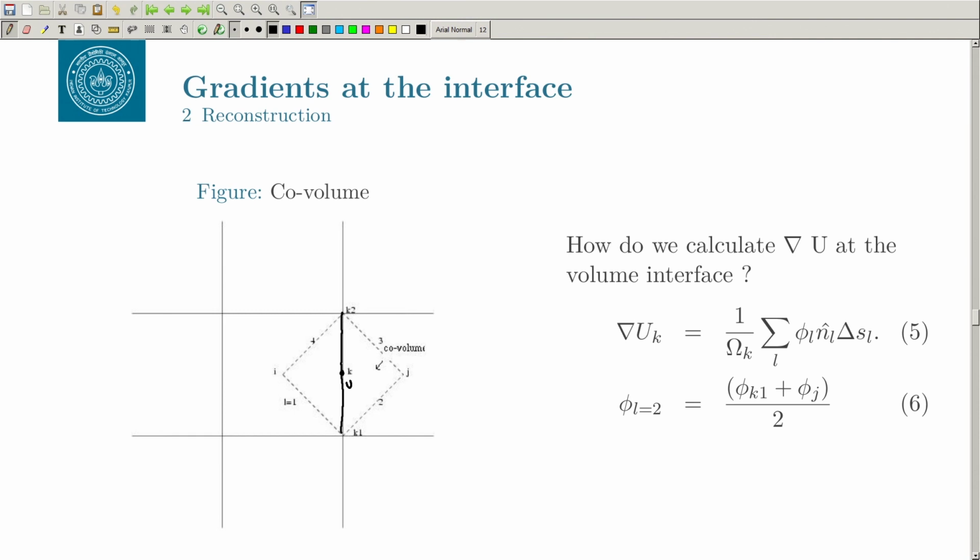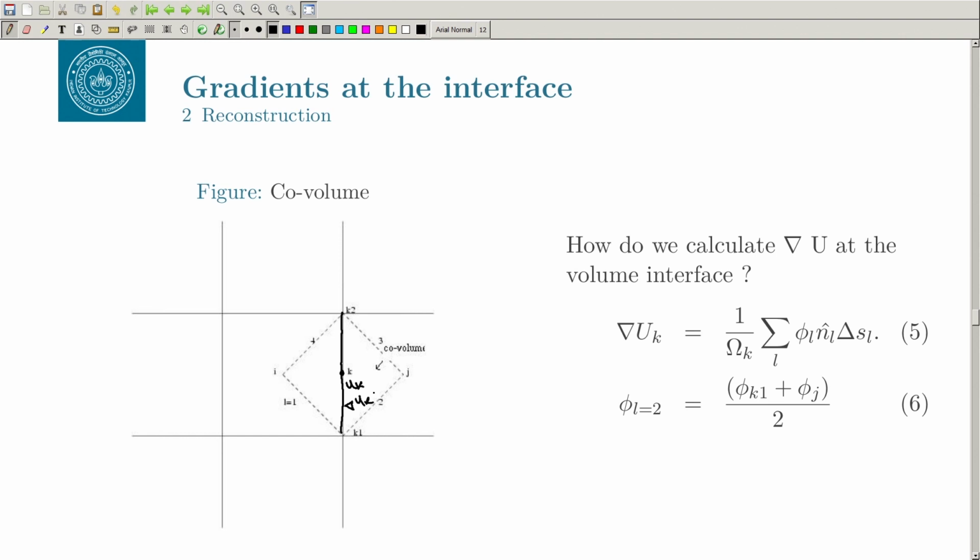So, for the Euler calculation, you are happy with the value at the face, which is u k in this case. But for the viscous flux calculation, you also need grad u k, right. So, how do we get this grad u k?